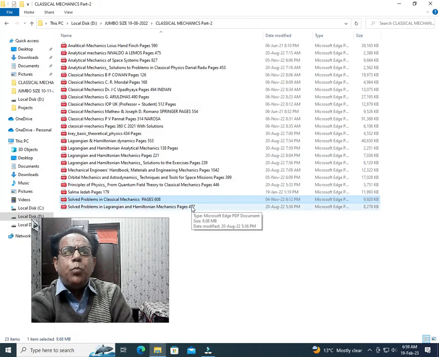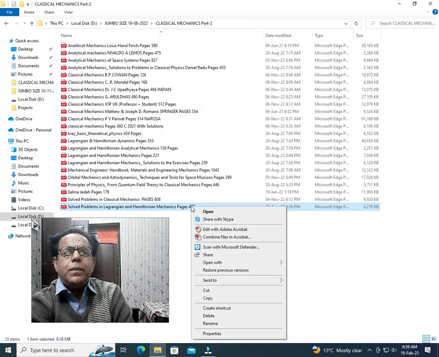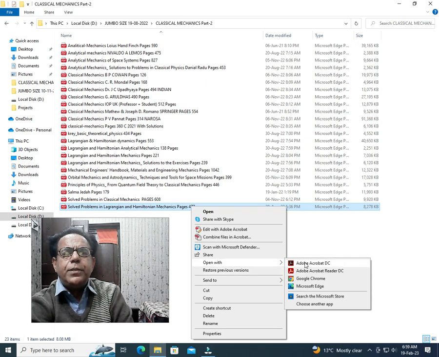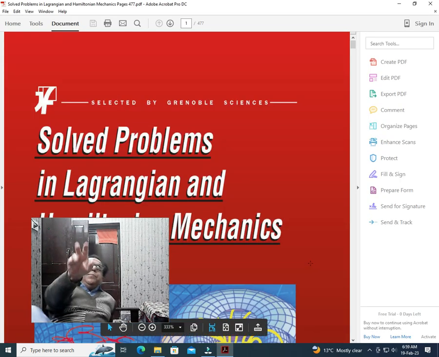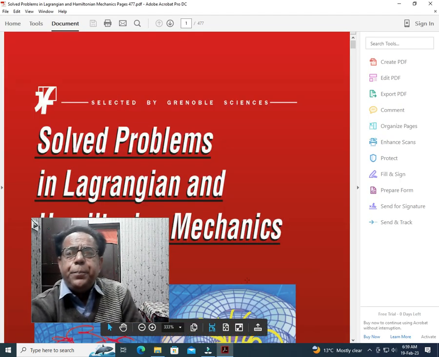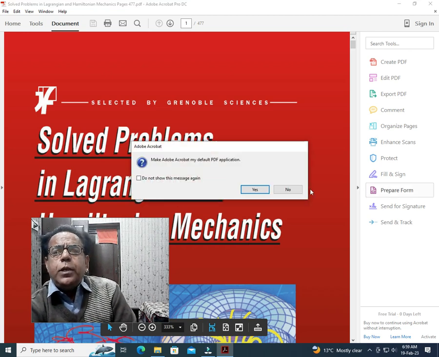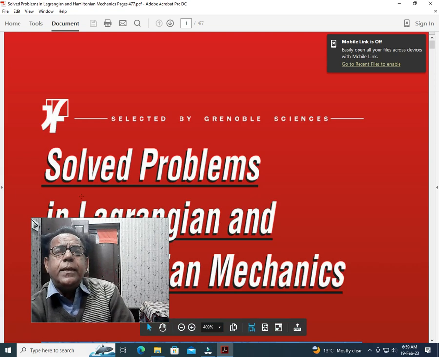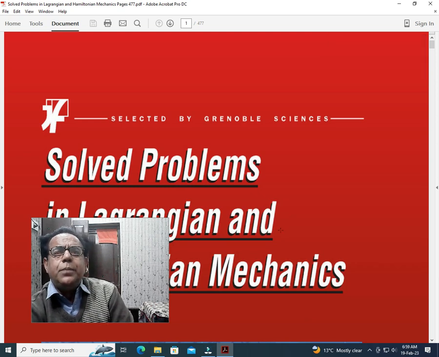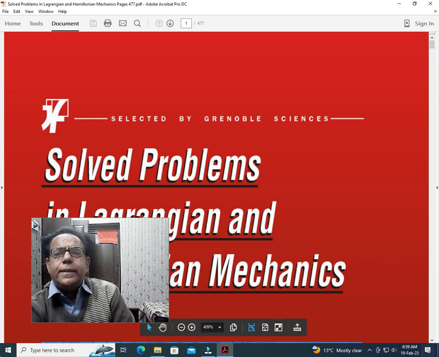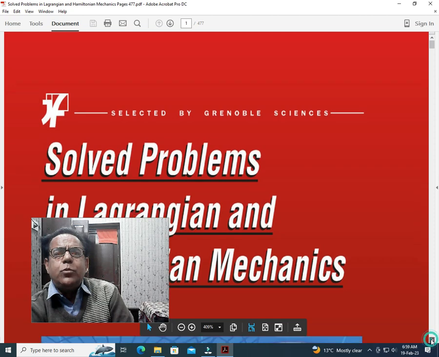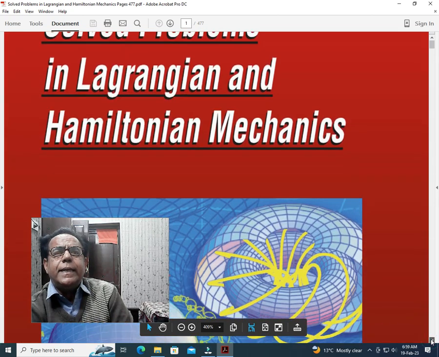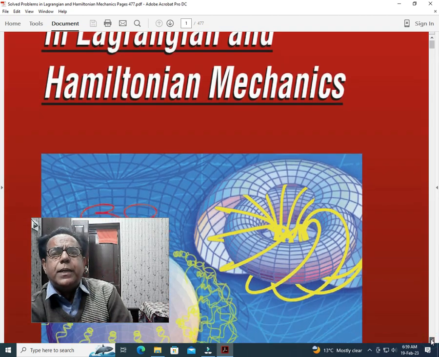Okay, and now we open the last book, which comprises 477 pages. The 477 pages book has been opened, selected by Grenoble Sciences, Solved Problems in Lagrangian and Hamiltonian Mechanics.